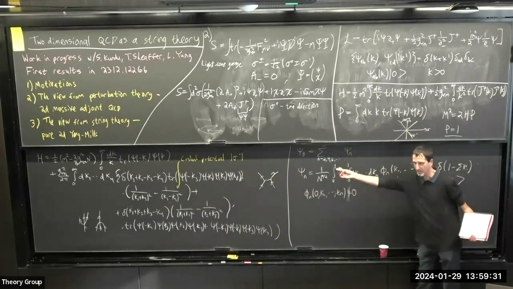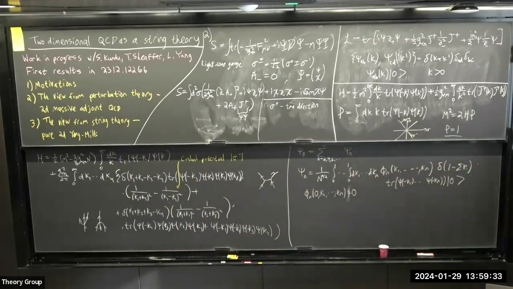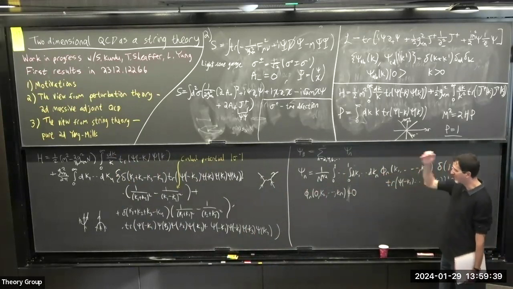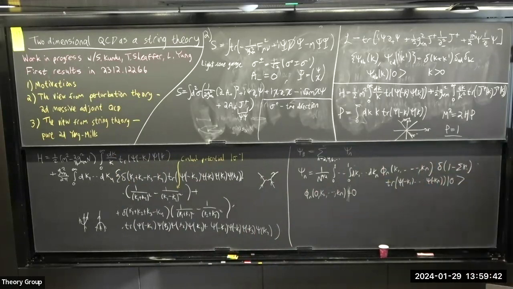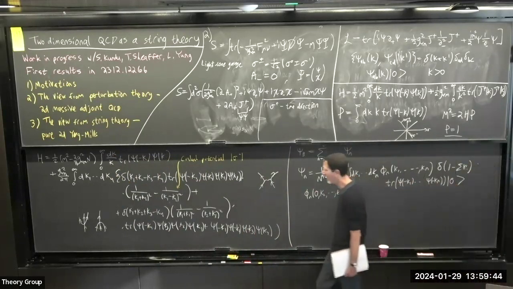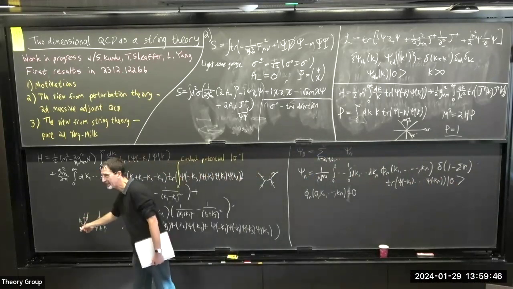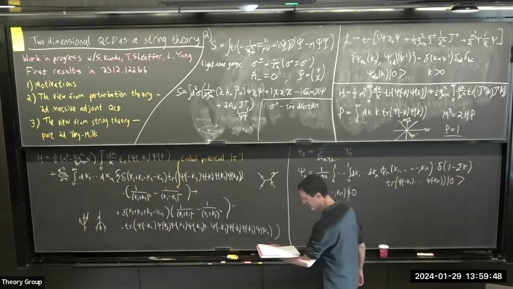So in principle, this is now a well-defined quantum mechanics problem, to find the spectrum of this adjoint QCD theory. But of course, in general, it's very complicated, and even in the limit of large mass, this is a rather complicated problem because of this mixing between the sectors of different particle numbers.